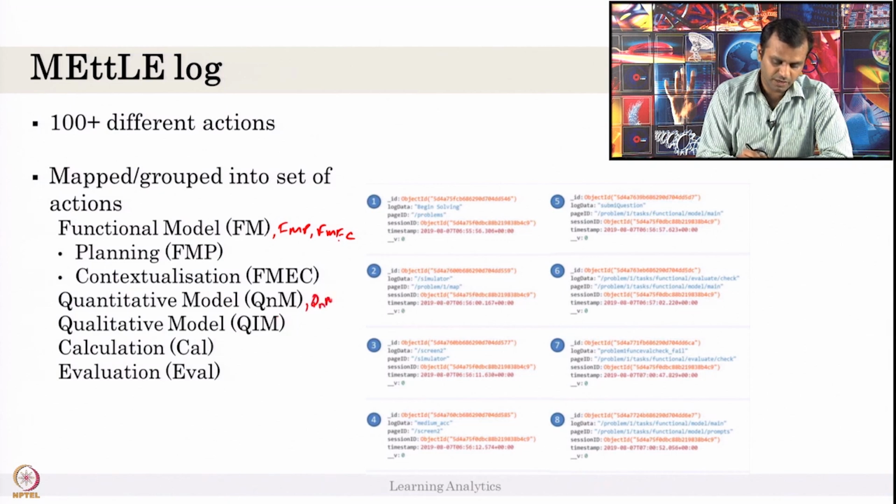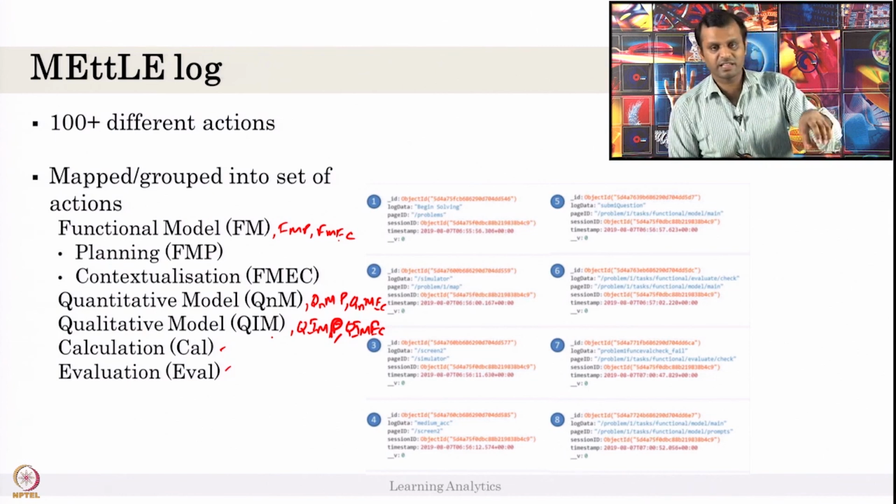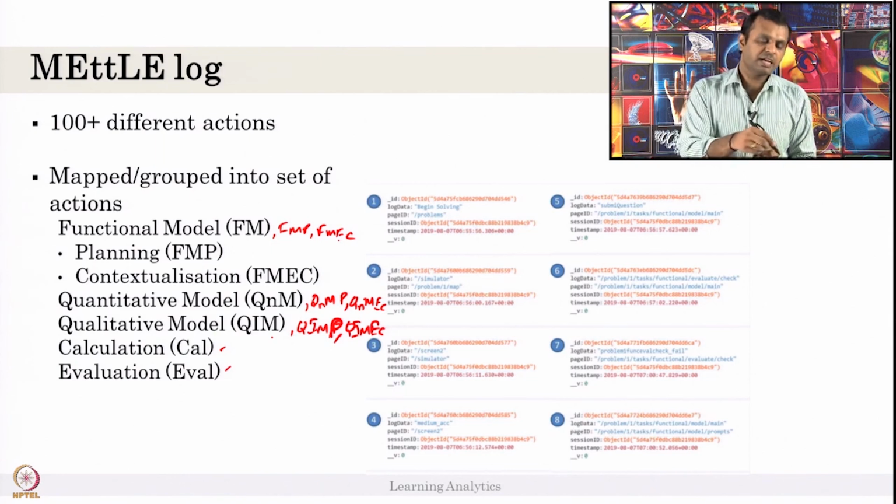Similarly QMP, QMEC, QLMP, QLMEC, there are 3 each, so 9, and then cal and eval, so 10, 11 values. We grouped all these actions into 11 different sets of actions. Also we have simulator actions and infographics, whether they are using hints, or logging actions. So other than the 11 we have a few more actions. Let us consider these actions we have.